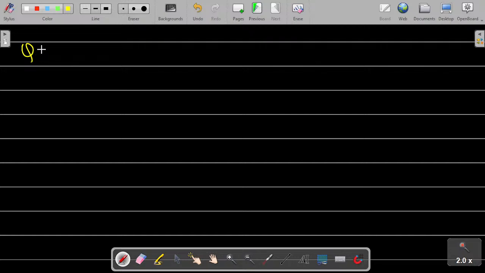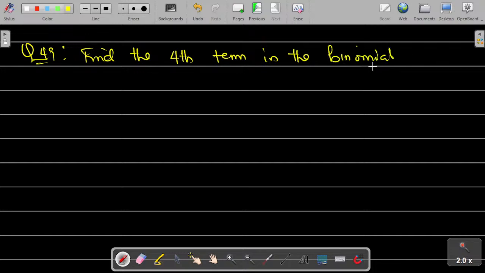All right, here we have question 49. It says find the fourth term in the binomial expansion of (x minus k) raised to the power of 5, in descending order of power.